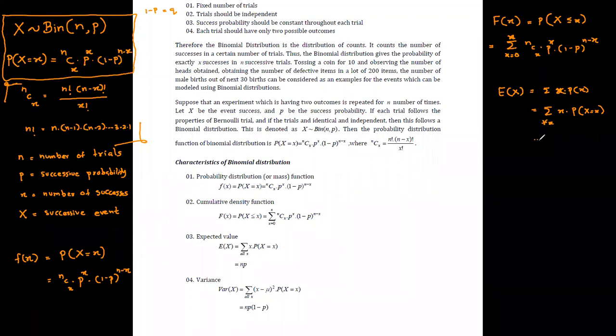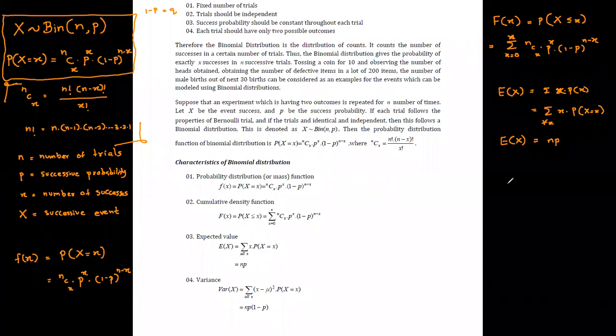If you perform this calculation, it will be a somewhat lengthy proof, but I'm not going to show it here. The calculation gives us the expected value of the variable x as n times p, where n is the number of trials and p is the success probability. Therefore, for a binomial random variable x, the expected value of x is n times p.